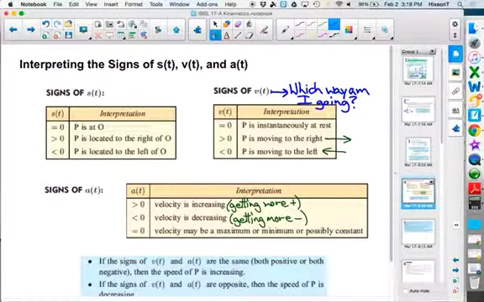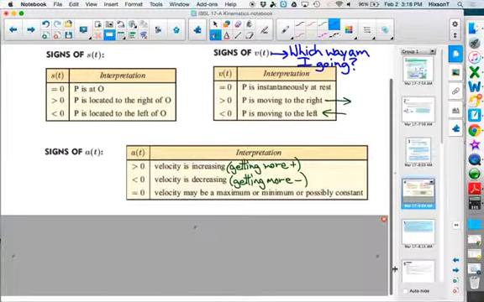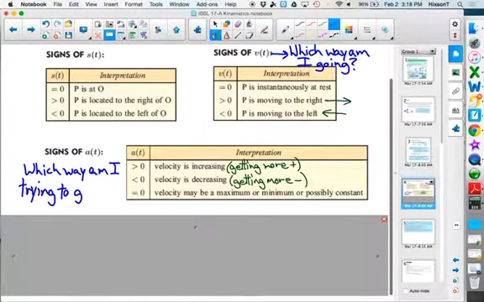When you're talking about your acceleration, on the other hand, what you want to think about here is: which way am I trying to go? So if you're moving to the right, but you're slowing down, you're evidently trying to go to the left, right? Does that make sense? If I'm still moving to the right, but I'm slowing down, then there's a force that's trying to push me to the left. I'm trying to go that way.